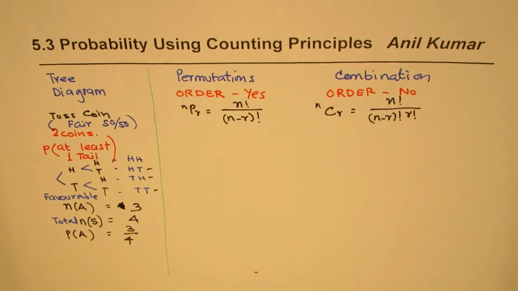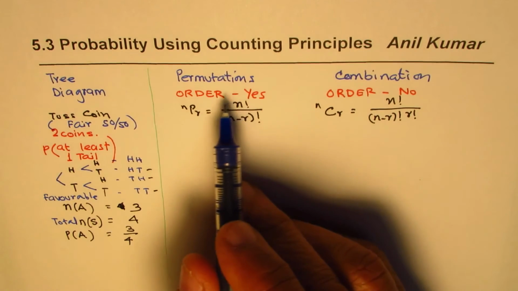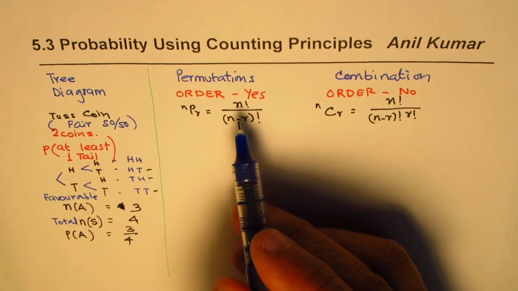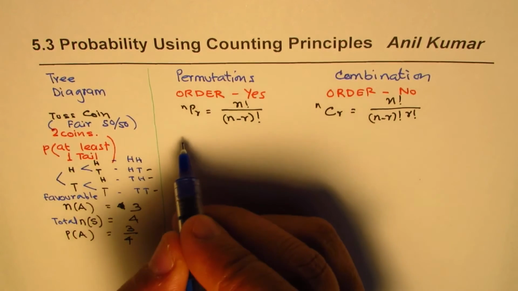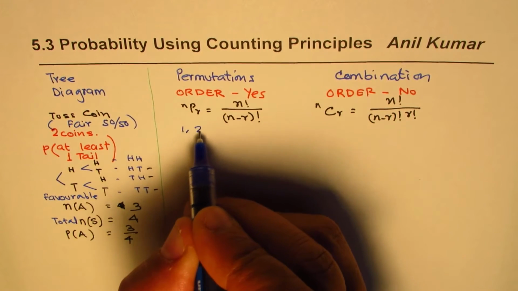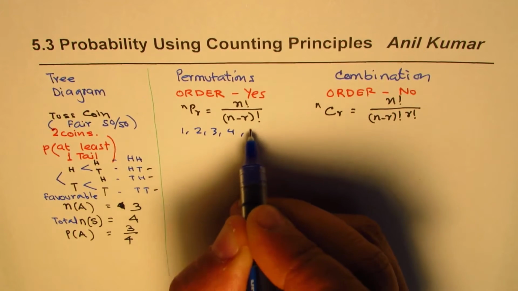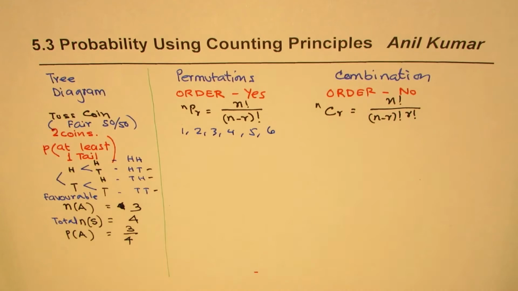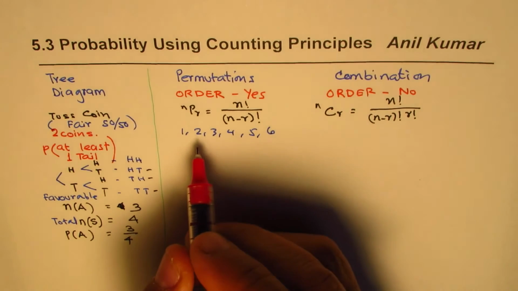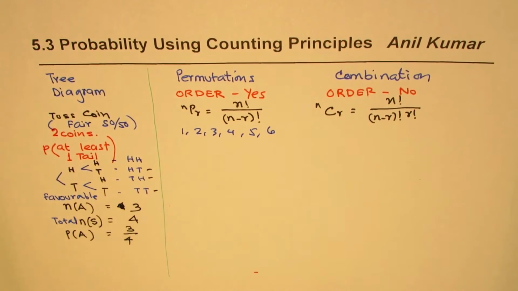In this example, we took up tossing coins. Tree diagram is a good option to work with in such cases. Now for permutations, let's take a few numbers and make some questions based on that. Let's take the numbers 1, 2, 3, 4, 5, and 6. Let's say we have these 6 numbers with us, and what we really want to do is figure out the probability.